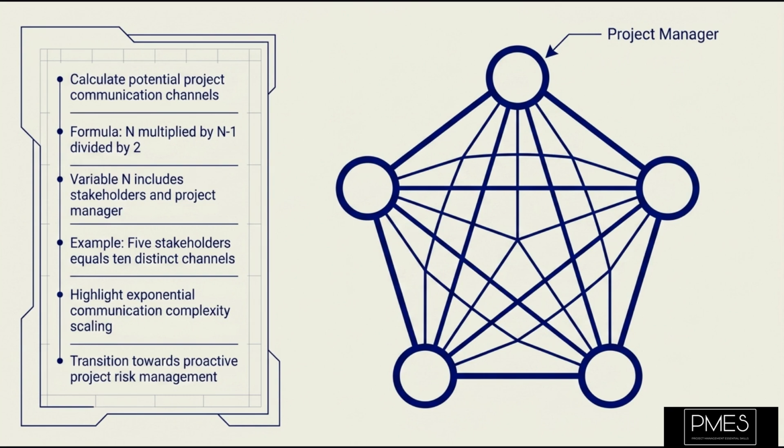A common error is forgetting to include the project manager when counting n. This calculation is not just an academic exercise, it vividly illustrates why ad hoc communication strategies quickly become overwhelmed in larger projects. It is a powerful reminder that as your project scales, your communications planning must scale with it.